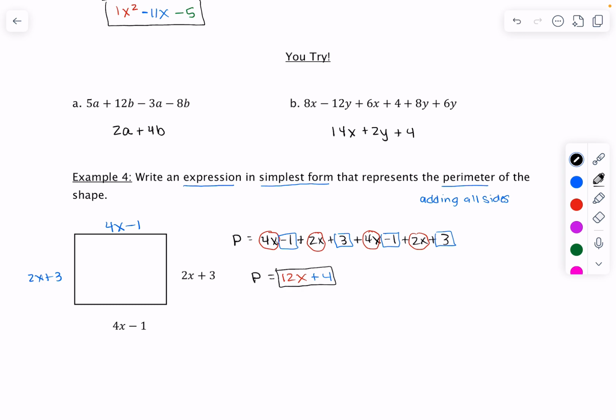I know it's strange that your perimeter is not just a value. It's not like 10 or 20 or some number. It's an expression, 12x plus 4. That's still my perimeter in simplest form.